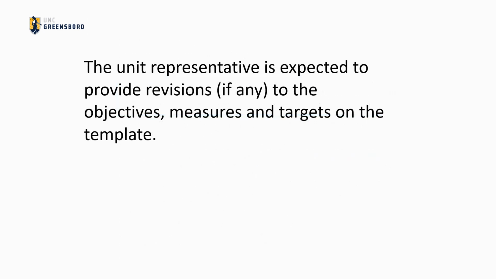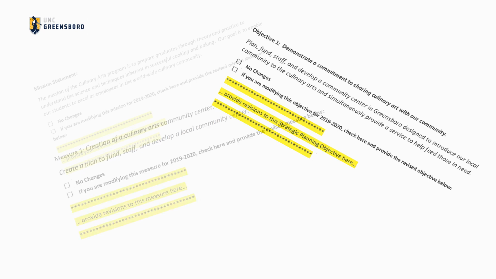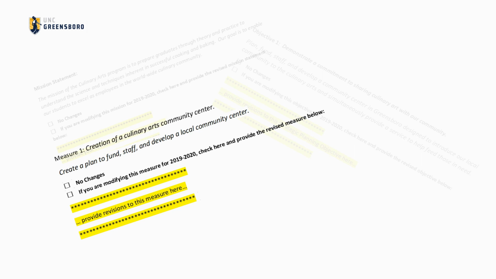The unit representative is expected to provide revisions, if any, to the objectives, measures, and targets on the template. The template is protected except in specific areas where a response or revision is needed. This protection is intended to A. protect the integrity of the original information on the template, and B. to help the user locate the areas in the document where input is desired. These unprotected areas can be used to enter simple text, or paste various other types of documentation such as images, spreadsheets, and text copied from Word and PDF documents.